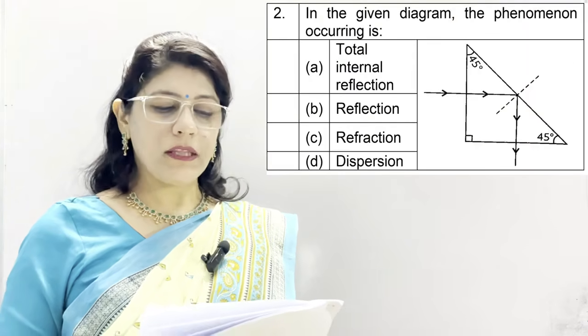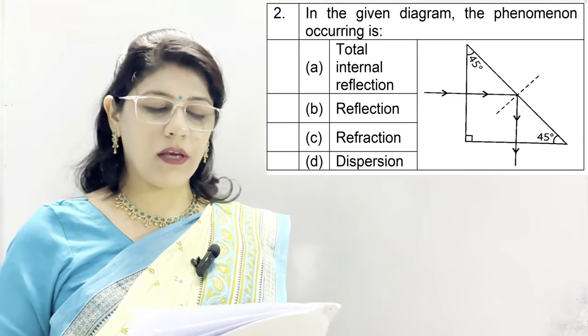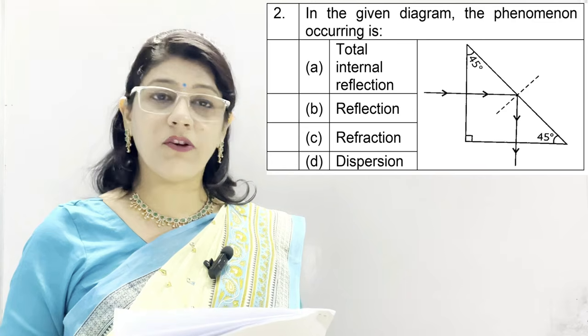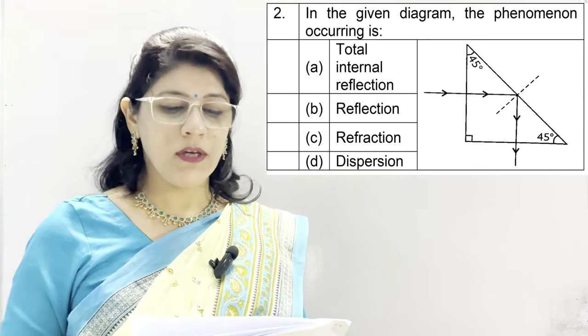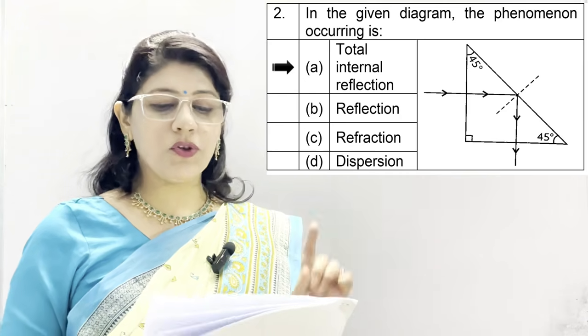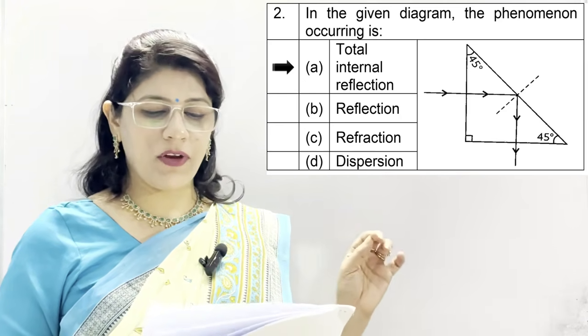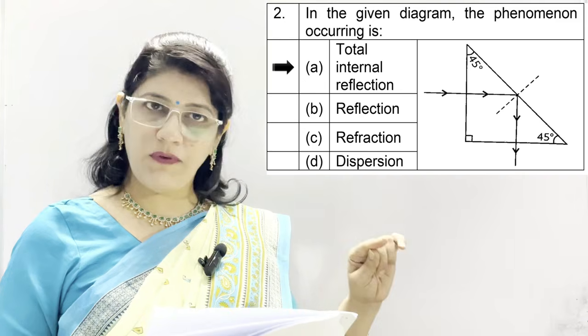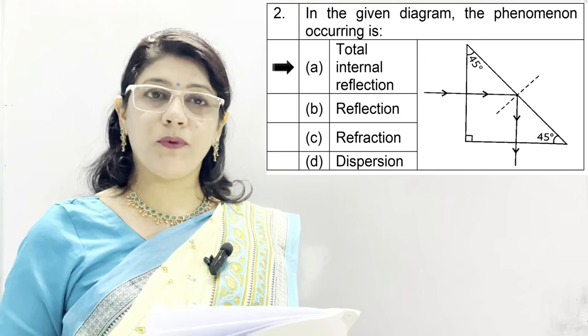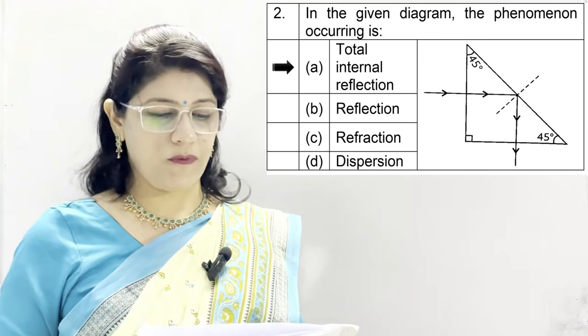Question number 2. In the given diagram, the phenomenon occurring is A. Total internal reflection, B. Reflection, C. Refraction, and D. Dispersion. Answer is A, total internal reflection, because you can see the ray of light is deviated by 90 degree, 45 plus 45, by an isosceles right angled prism by the process of total internal reflection.